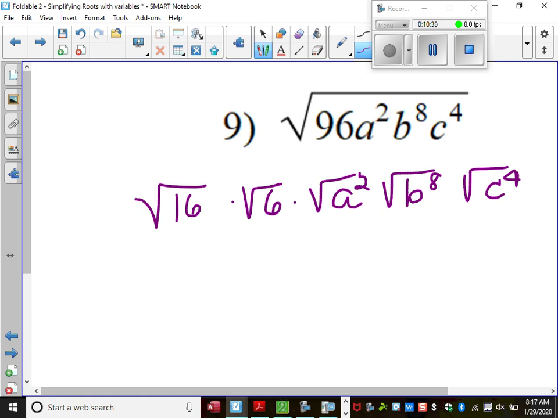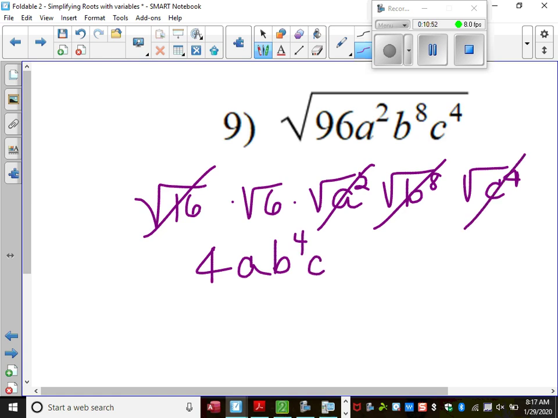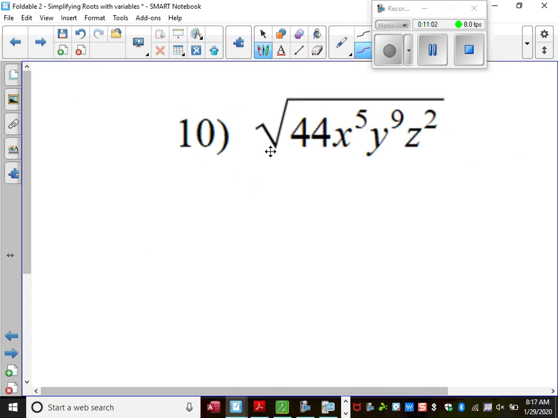Square root of 16 is 4. A squared will become what? A. B to the 8th will be B to the 4th, just divide it by 2. And C to the 4th, C to the 2nd. And then we leave the rad 6 underneath the radical. Okay. All right, last one.